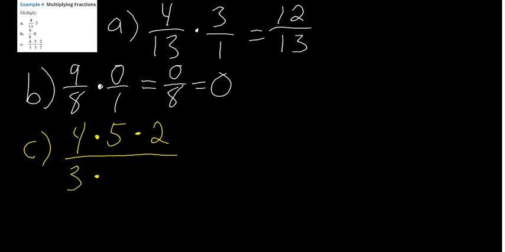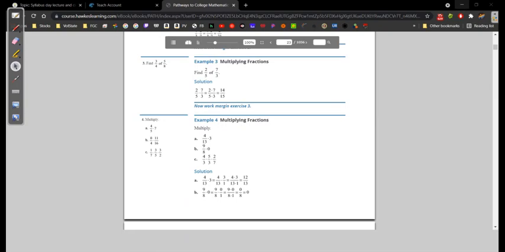3 times 3 times 7. Well, what is 4 times 5 times 2? Well, 4 times 5 is 20. 20 times 2 is 40. 3 times 3 is 9. And 9 times 7 is 63. And that's it. 40 over 63. Okay. So that's those problems.